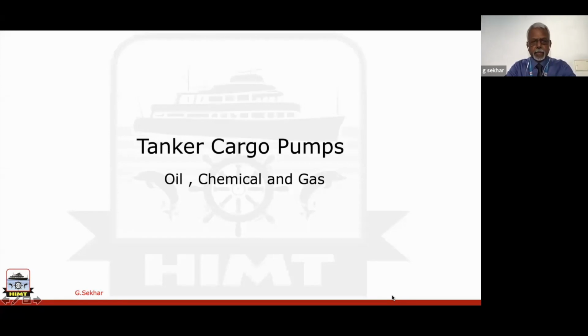We have a charter party agreement, and for every tanker the thumb rule is normally about 24 hours, about a day. So the entire cargo, irrespective of the size of the tanker, whether it is a product tanker or a VLCC or whatever the capacity of the ship, still has to be discharged within the stipulated time. And invariably in all types of tankers, we use centrifugal pumps.